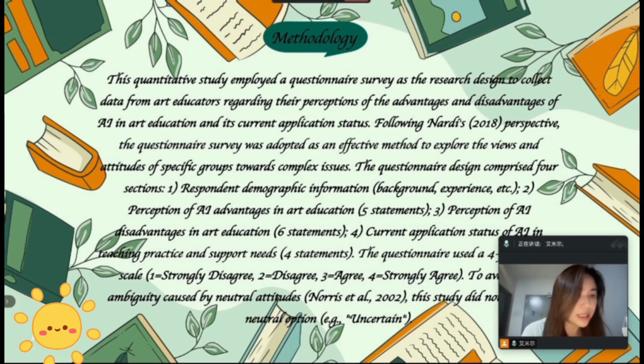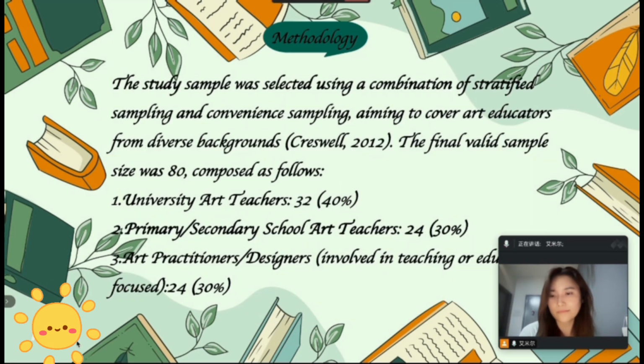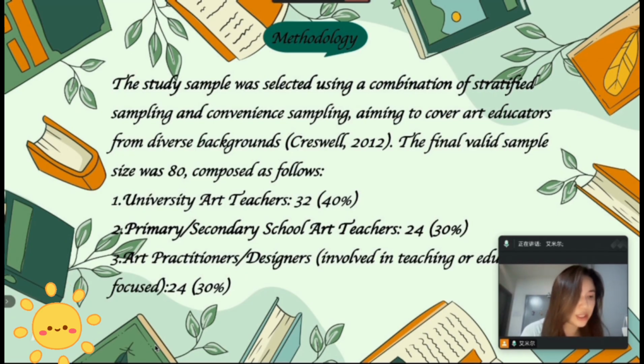Let's explore the advantages and disadvantages of AI in art education. What is their perception like? And what is the current state of AI applications? You can see that the group of college teachers we surveyed was 32 people. Then there are 24 primary and secondary school art teachers, and 24 art-related personnel.